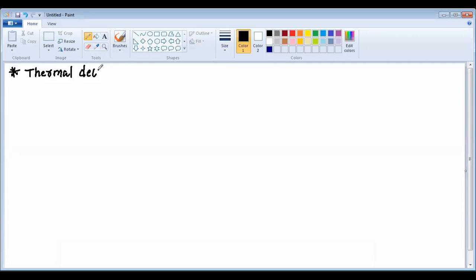Thermal decomposition. We have already seen that this type of decomposition is a decomposition due to heat. This is the decomposition on heating.